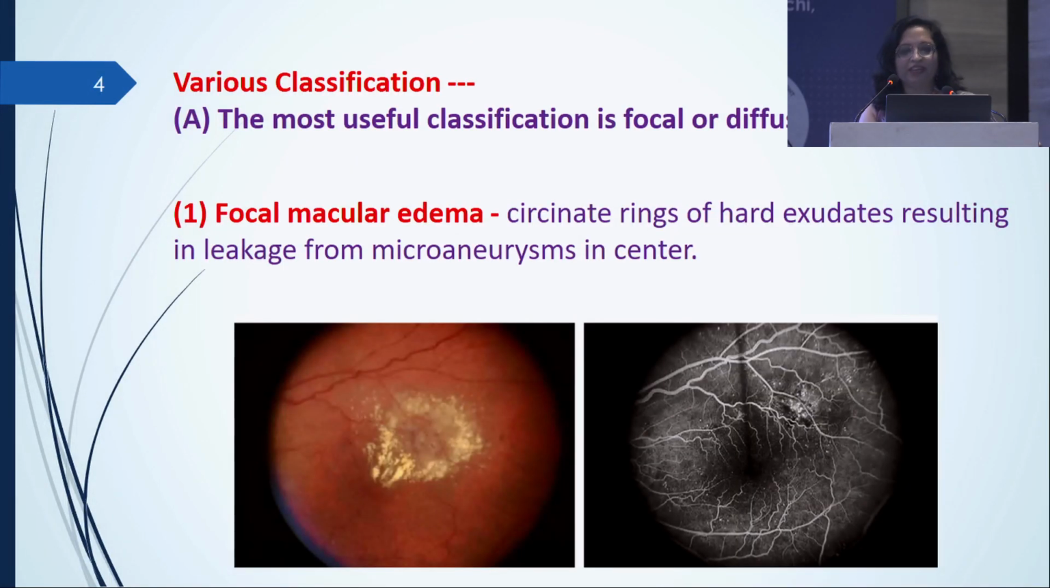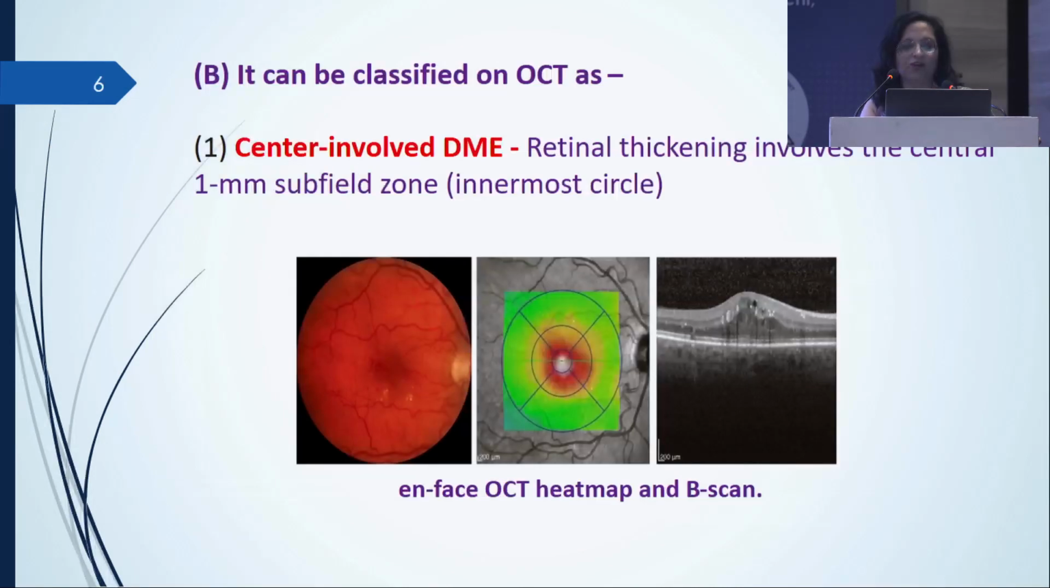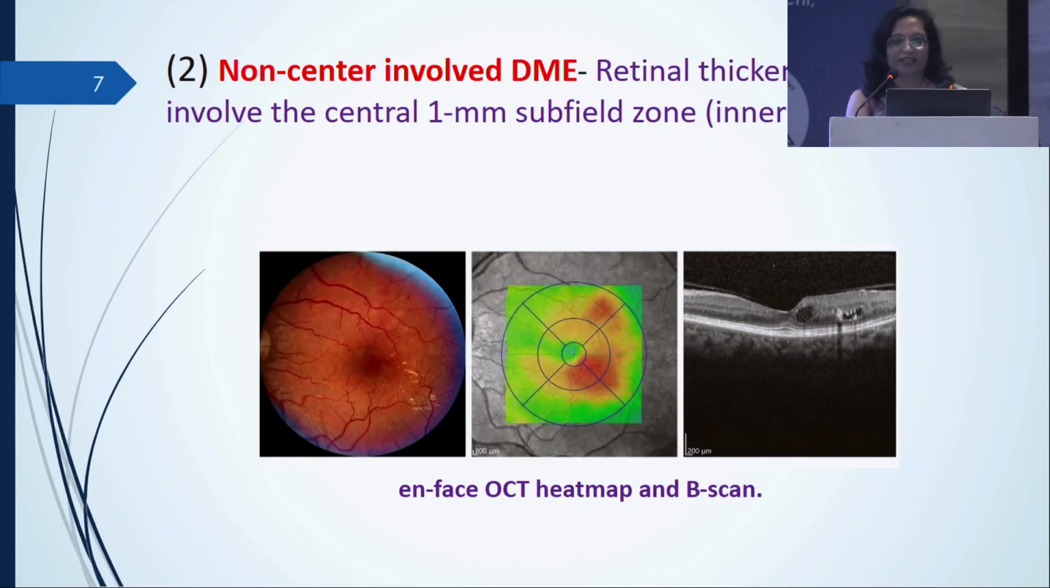there could be various classifications as being discussed before. It's a focal macular edema with a hard exudate with a leaking microaneurysm in the center, or it could be a diffuse edema which is due to the larger breakdown not only of a microaneurysm but also the capillaries, which shows an extensive leak on FFA, and center involving and non-center involving, which is an OCT classification involving 1 millimeter of the central zone or outside.